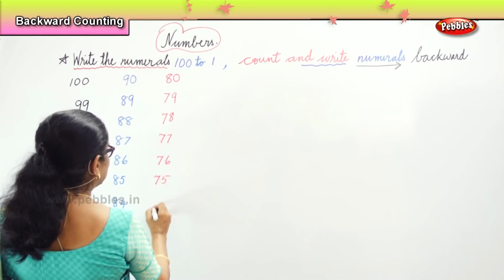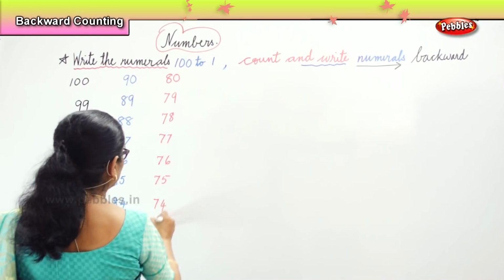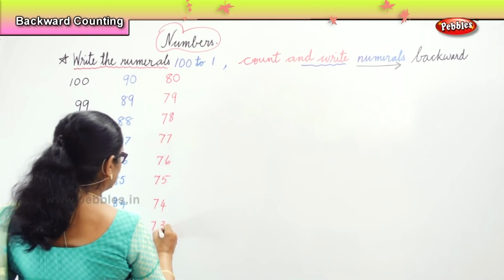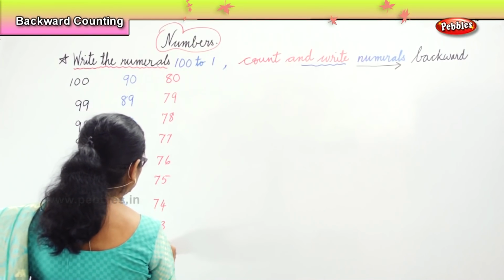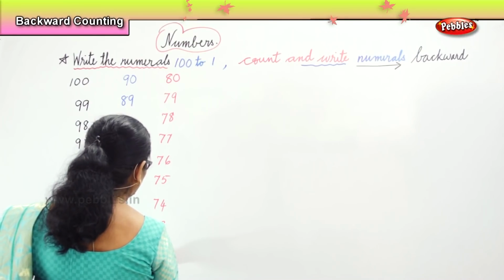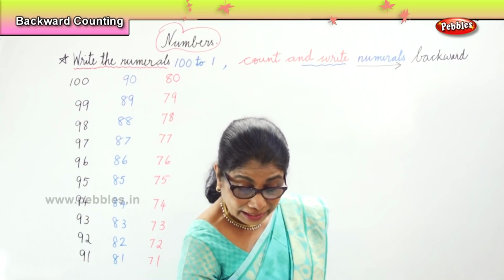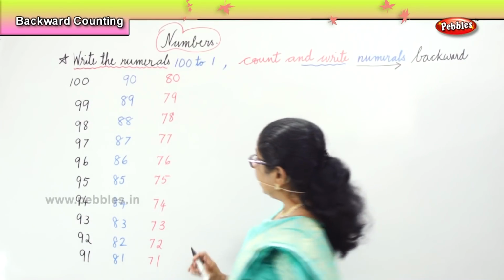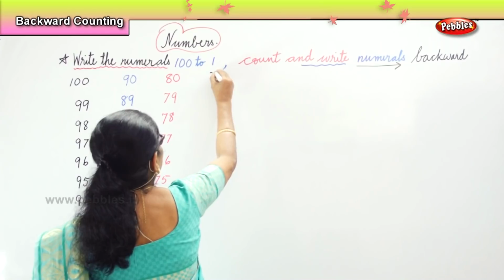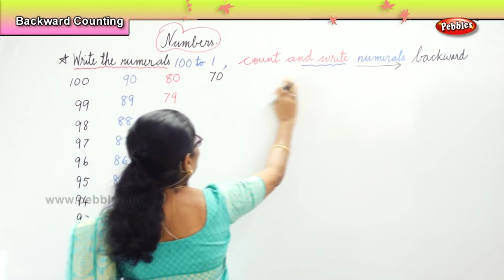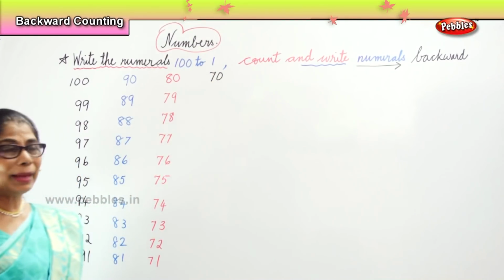74, 73. Good. 72. 71. What's the next numeral? The next numeral is 70. Very good. So now next numeral is 70. Backward. Count and write numerals backward.